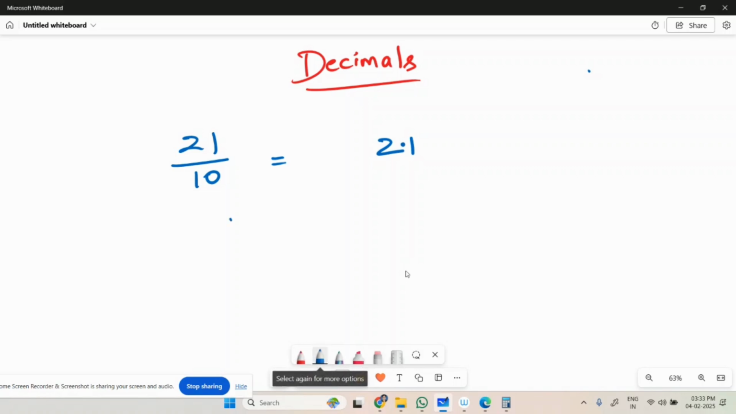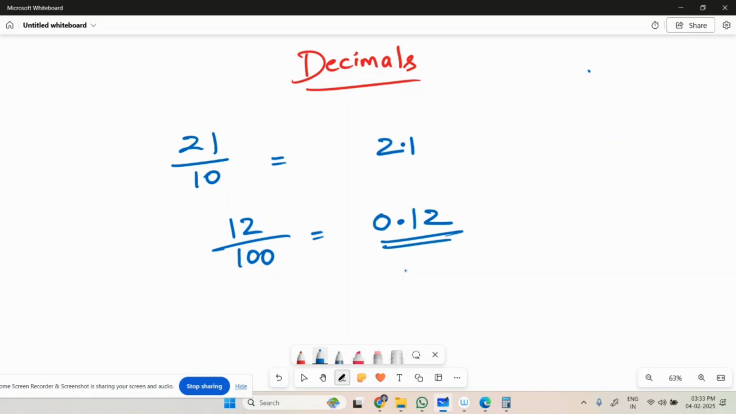Let's say 12 upon 100 is there. We write down the numerator as it is, and in the denominator we have 100. 100 has two zeros, so we leave two places and put a point. So the number is 0.12.